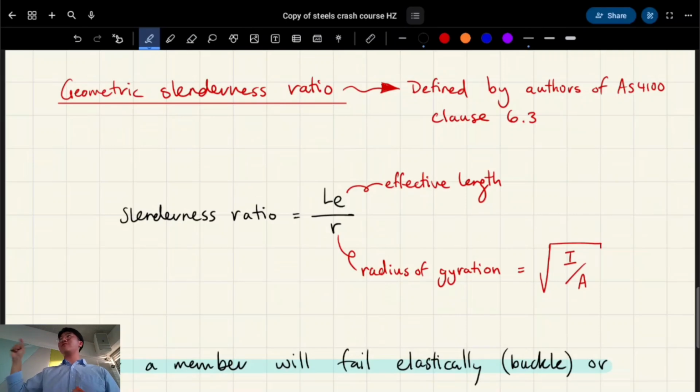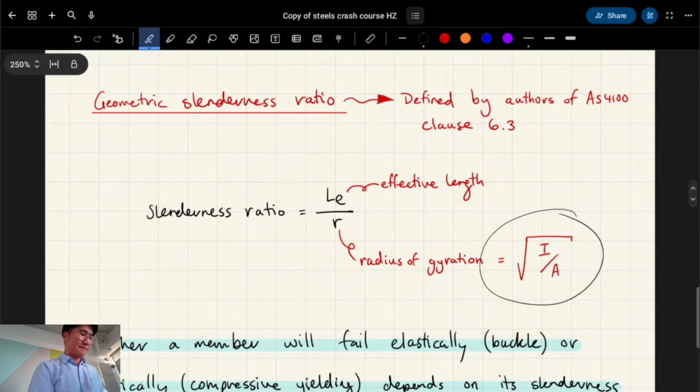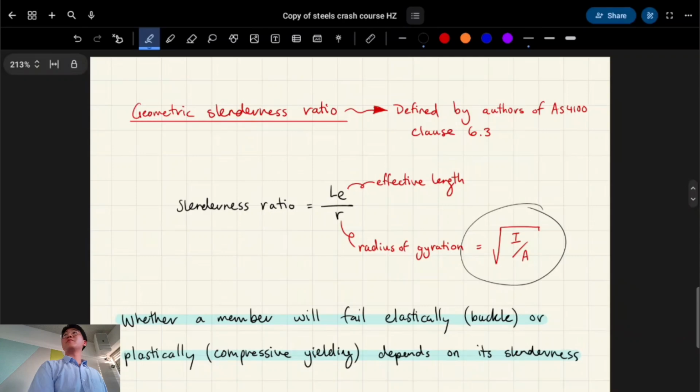Radius of gyration is that random section property which you don't even think about and you don't know what it's used for. Here's what it's used for. It's used for the slenderness ratio, right? It's essentially the square root of your moment of inertia divided by area. And effective length, we'll talk about later. I see people copying this down, so I'll give you a few more seconds.